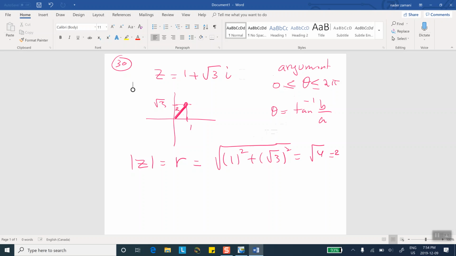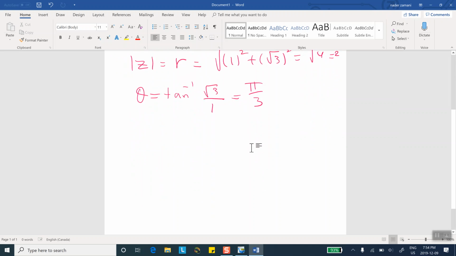Now, as far as theta goes, theta is equal to tan inverse of b over a, you look at your b, it is root 3, and you look at your a, it is 1, and if you go back to your calculator or remember what this thing was, it was pi over 3. So this is the angle pi over 3 or 60 degrees. Okay? Let's do another one.